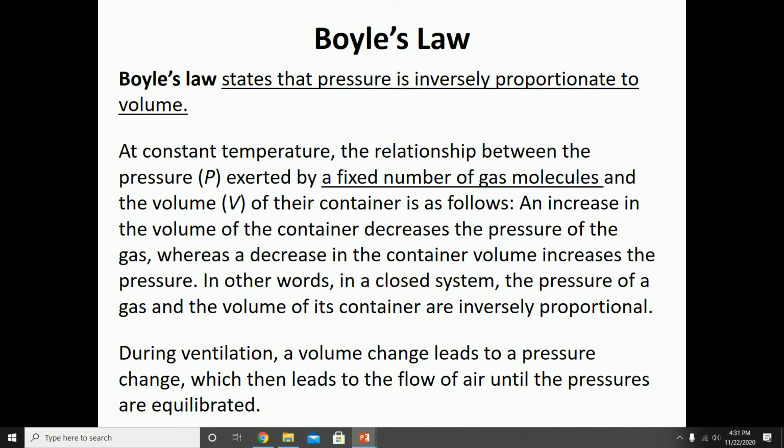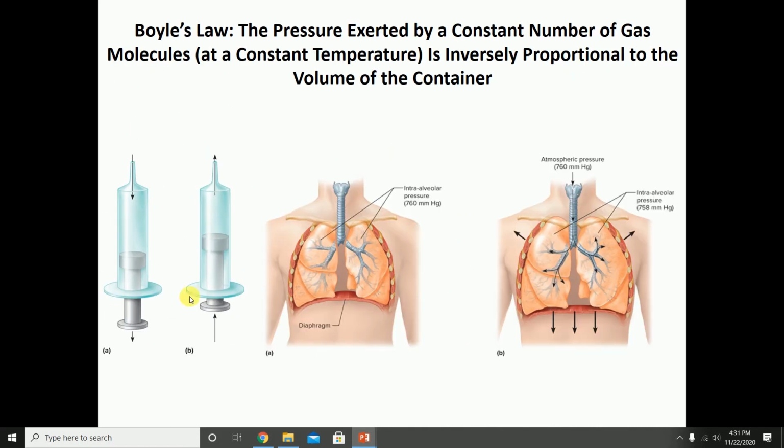Now, all of this happens according to Boyle's Law, where the pressure is inversely proportionate to volume, meaning that if you do not change the amount of gas and you increase the volume of an organ, that is going to decrease the pressure inside of it. So I'll show you this example right here. You want to think of a syringe. When you pull on the syringe, you're increasing the volume on the inside, and that will decrease the pressure inside of that. So again, that inverse relationship between volume and pressure.